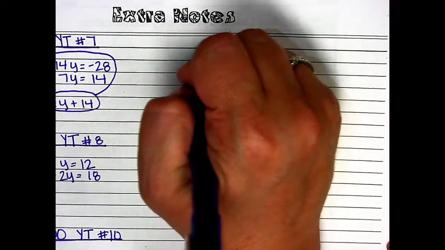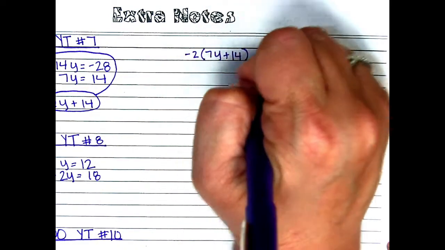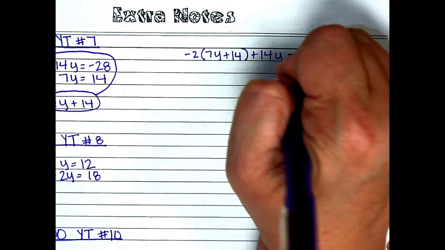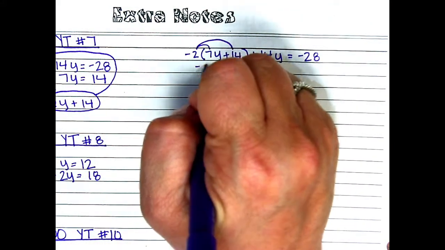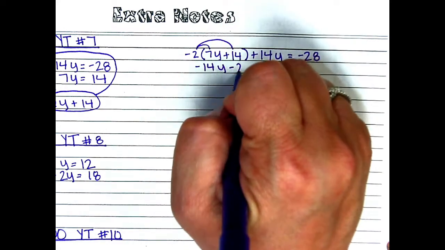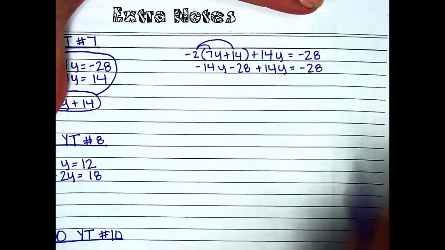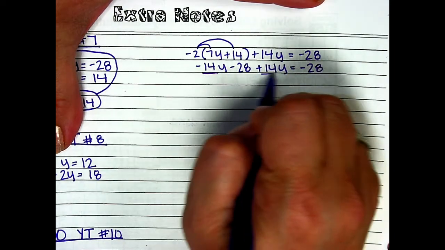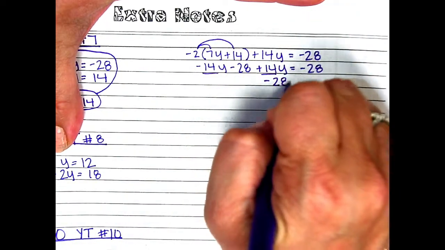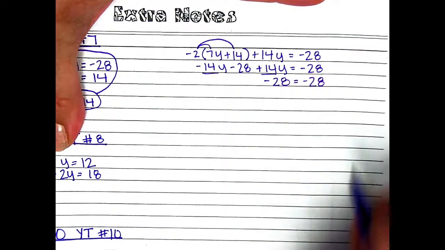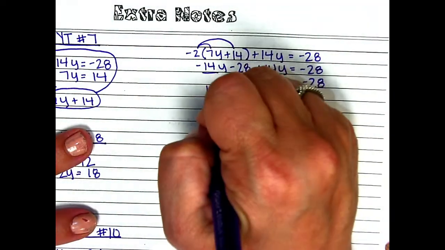So when I rewrite, I have negative 2 times (7y plus 14) plus 14y equals negative 28. I need to distribute the negative 2. So I have negative 14y minus 28 plus 14y equals negative 28. Okay, I have to combine like terms. Negative 14y plus 14y is going to cancel out. So I end up with negative 28 equals negative 28, which is a true statement. So when we end up with a true statement, our answer is infinitely many solutions.